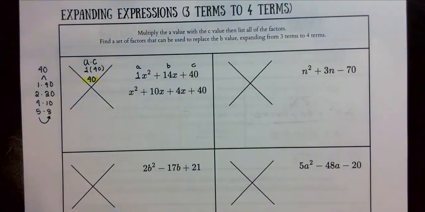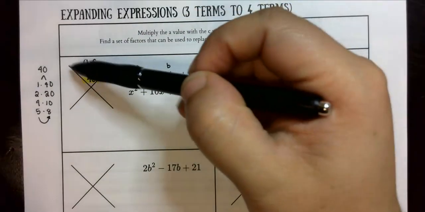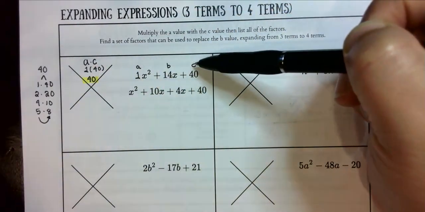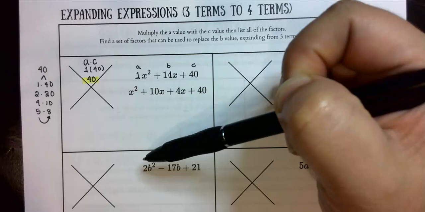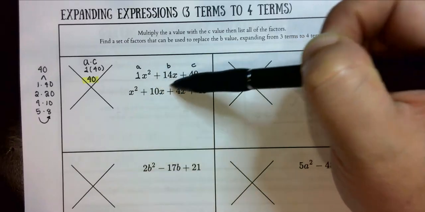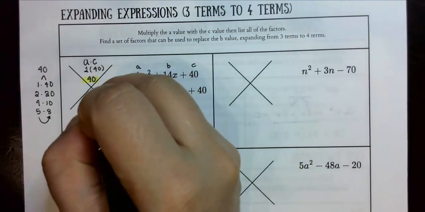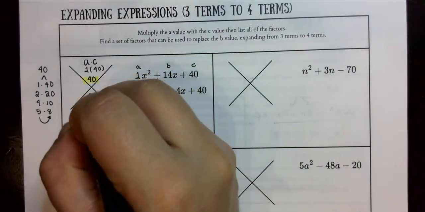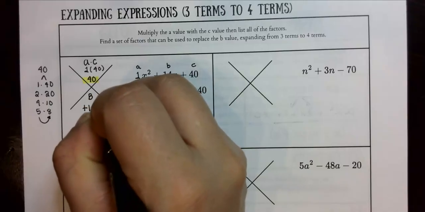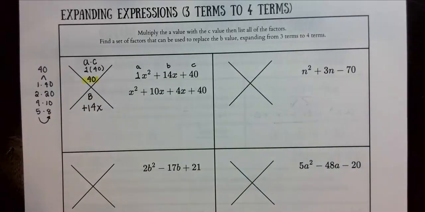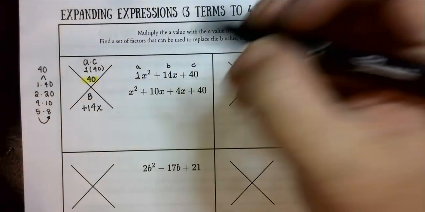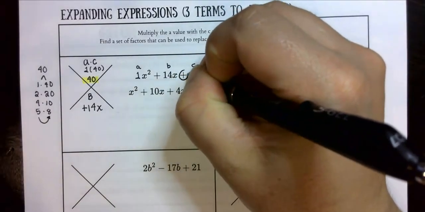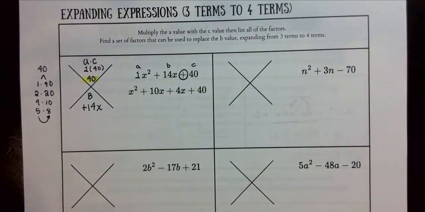Now, this is what I need you to do. When we fill out this X, we take the A and the C, multiply them to get 40. But the B value goes in the middle. I'm going to put a plus. I'm going to put B right here so you know where this number is coming from. I'm going to put plus 14x. We probably don't need to include the x, but I'm going to put that there because I want to show you something. This is what I need you to do. I need you to circle the last sign.